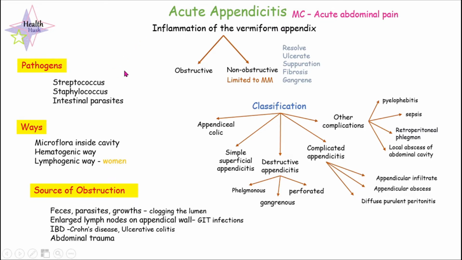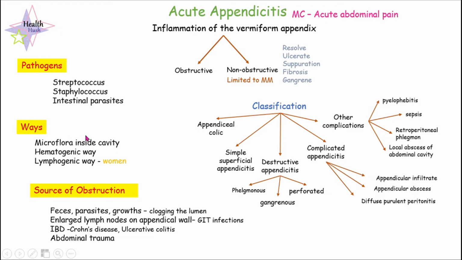Usually this inflammation can be caused by different reasons, but the most common reason is infections. The pathogens which can cause acute appendicitis, the most common ones, include streptococcus, staphylococcus, and intestinal parasites. And how do they go and infect this appendix? It can be by several ways.